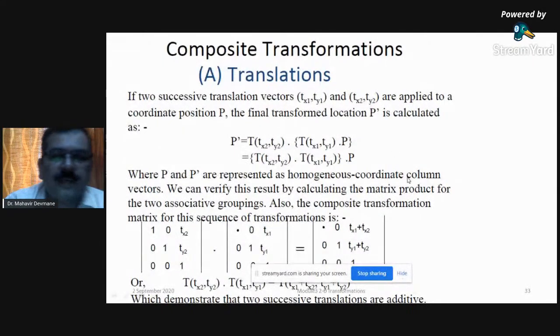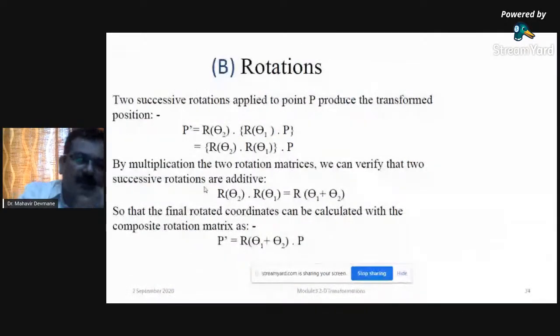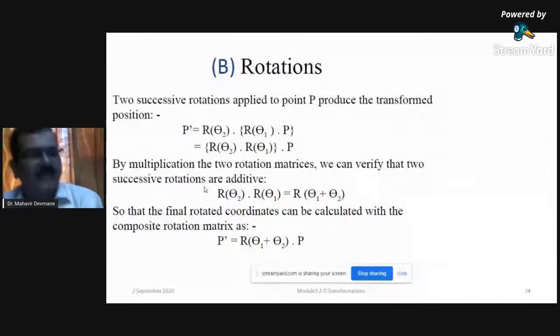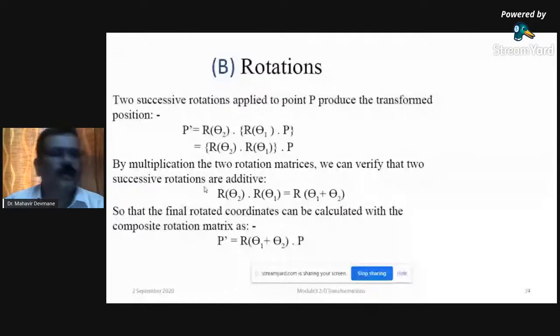See, here the row measure method is used, so columns are converted into rows. Don't get confused with this. The other way we are forming is 1 0 0, 0 1 0, and tx, ty, 1. It's the same; only the row measure or column measure matters, but the thing remains the same. If you are doing one translation followed by another translation, then simply add the two translations and you will get the result.